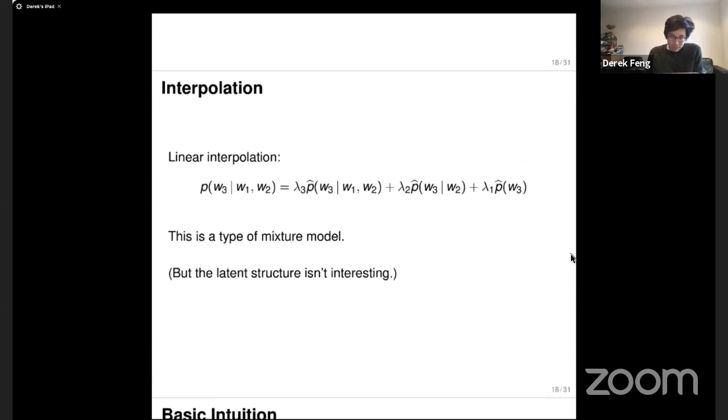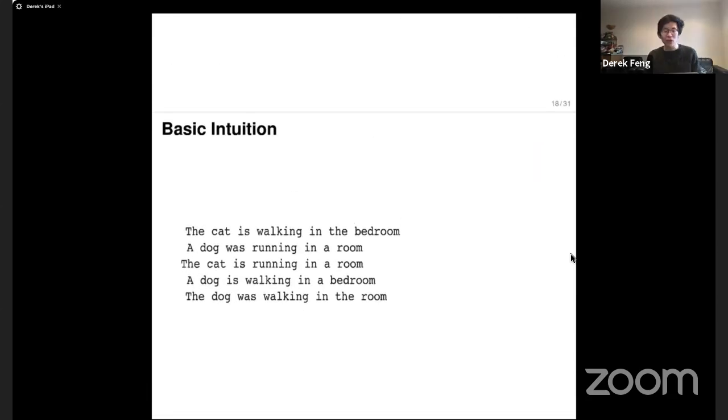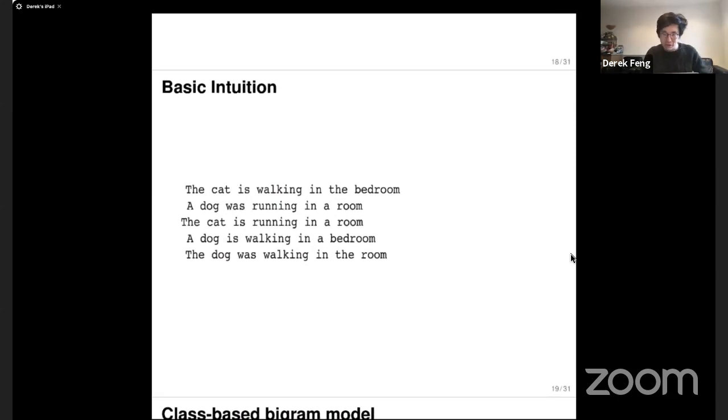Okay, so how are we going to do this? This is sort of like step 1 to getting to really cool neural network style language models. We're going to do something that's a little bit similar, but it revolves around this intuition: each of these sentences is essentially exchangeable.